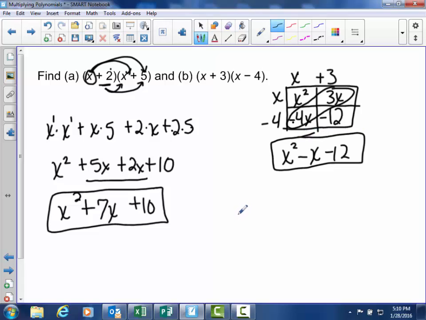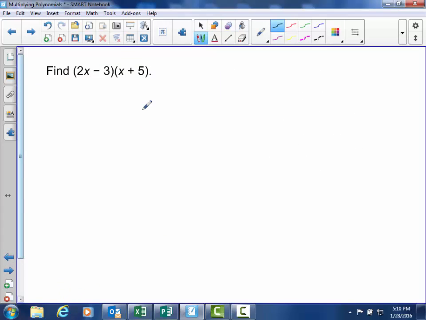Okay. So that's two different ways we can look at multiplication of binomials. All right, so here's another set. I'm kind of partial to the box. I like it better than distributive. But then there's a third way that we can do it, and this is our vertical method. So we have 2x minus 3 times x plus 5.